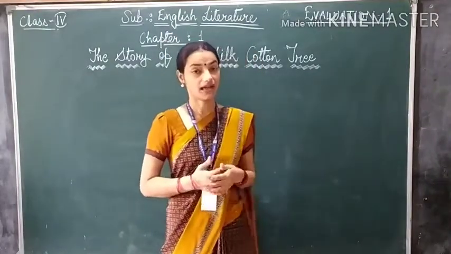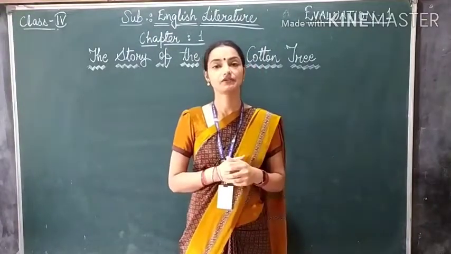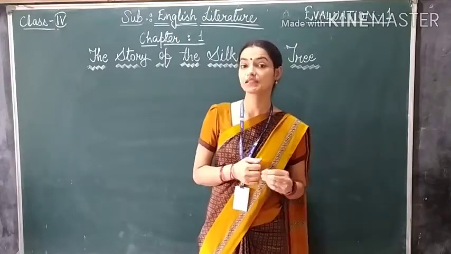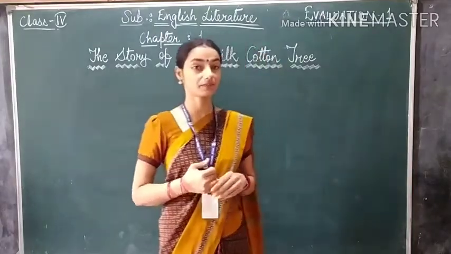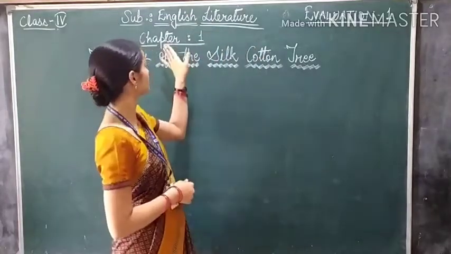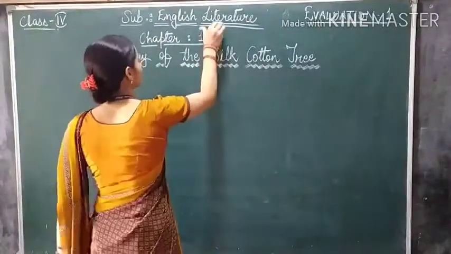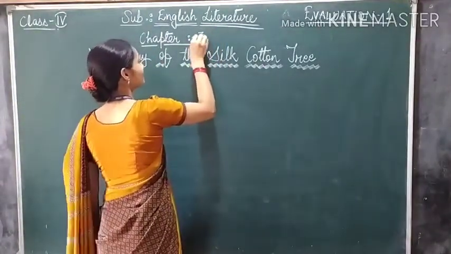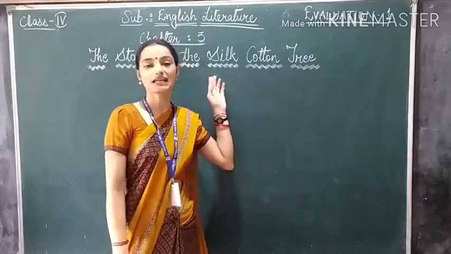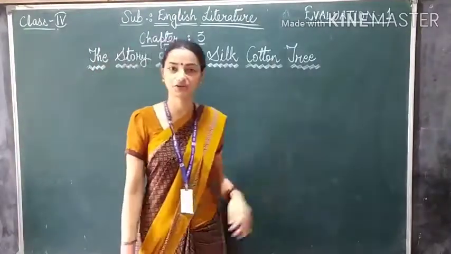And now, as we have completed our course of UP1 in previous videos, now we have to start our evaluation 1. And for that syllabus, we have our third chapter as the first chapter of evaluation 1. Your chapter number 3 is the story of the silk cotton tree.